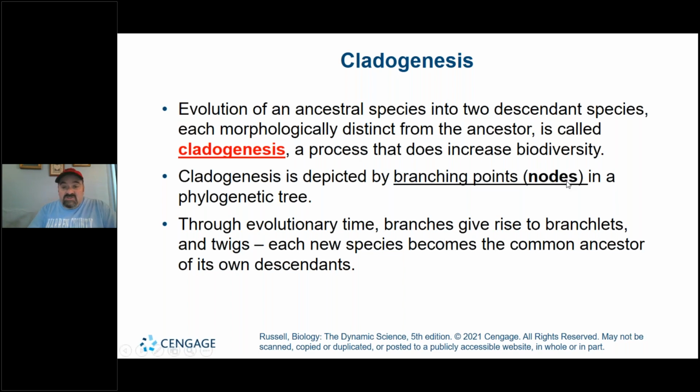And these branching points on the phylogenetic trees, you'll see the lines and then you'll see the branches of the lines. That branching point, those are called nodes, right? This is what's going to show the changes and the distinctions between the species, as far as having one species on one line and one species diverge into another line for a different species, okay?